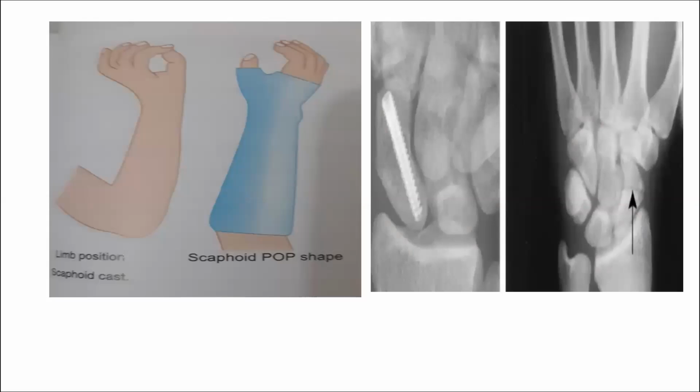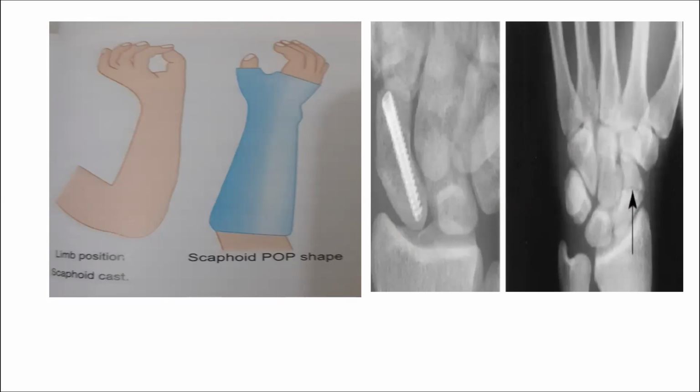The treatment of scaphoid fractures is a scaphoid cast, which is given in this position of the hand, the functional position: slight dorsiflexion of the wrist and flexion of the metacarpophalangeal joints and interphalangeal joints. It extends from below the elbow till the metacarpal heads, and for the thumb, till the interphalangeal joint. So this is the common treatment.